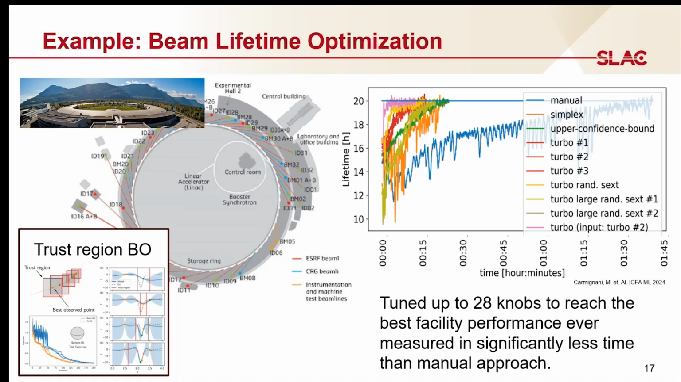But in this case, we tuned 28 knobs with a special type of Bayesian optimization known as trust region Bayesian optimization, which adaptively scales the search region, and it shrinks and expands the search region based on how successful we are. And so this allows us to scale Bayesian optimization to very high dimensions. And using Xopt in this experimental setting, we were able to get the highest lifetime that facility had ever seen at that time, back in 2024.